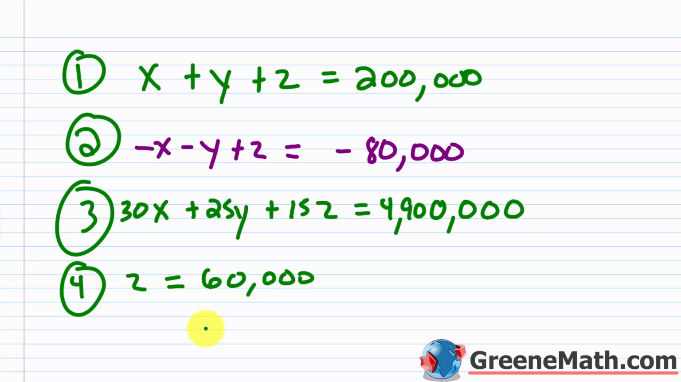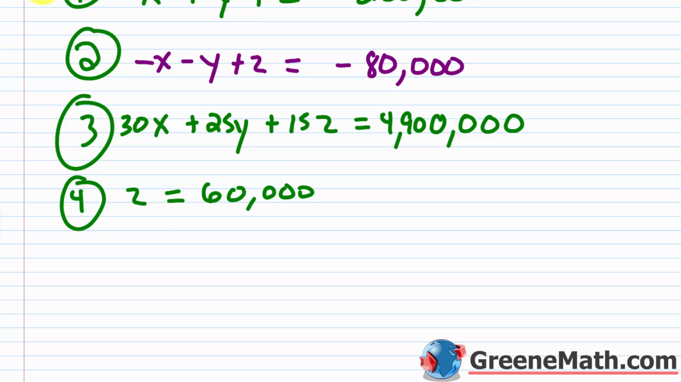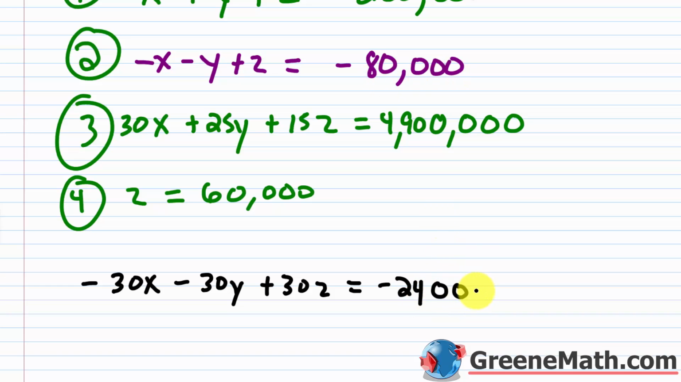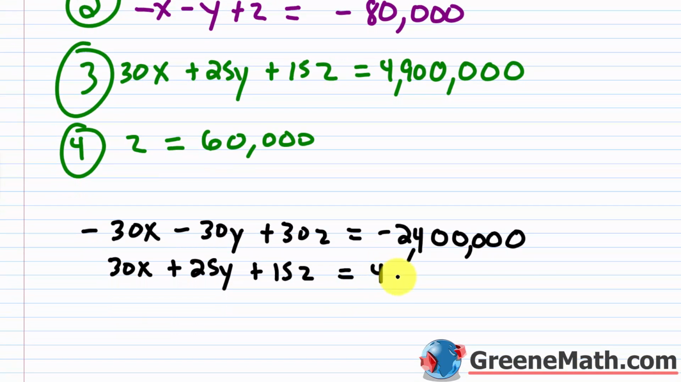So from 2 and 3, let me go ahead and eliminate x. Equation 2 is already negative, but let me multiply it by 30. So I would have negative 30x minus 30y plus 30z, and this equals, if I took negative 80,000 and multiplied it by 30, negative 8 times 3 is negative 24, and then I have this many zeros, 1, 2, 3, 4, and then I'd add one more 0. So this would be negative 2,400,000. Then I'm just going to copy equation 3 as it is: 30x plus 25y plus 15z equals 4,900,000.